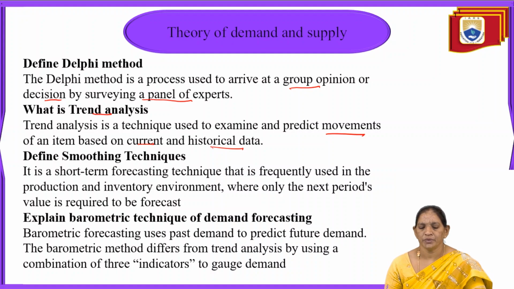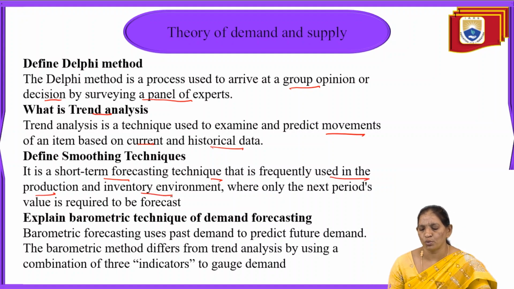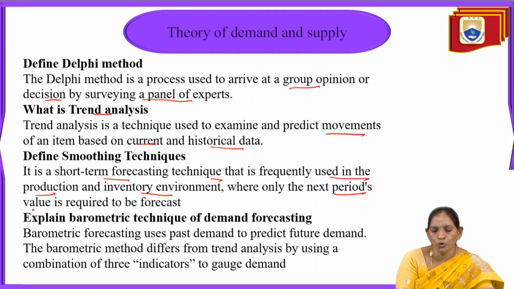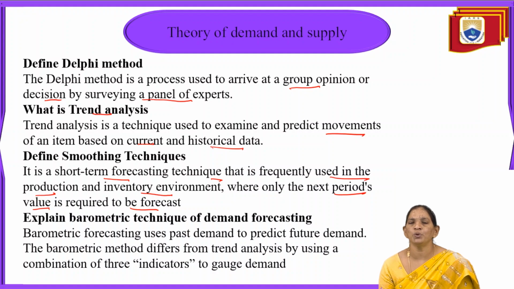Define smoothing technique. The smoothing technique is also one of the statistical techniques used for demand forecasting. It is a short-term forecasting technique frequently used in production and inventory environments when only the next period value is required to be forecasted. Means it is used basically in the production process relating to inventory forecasting, means raw material forecasting, related to how much we require in the next processing period. Based upon the external demand forecasted, we assume how much raw material or inputs are required in the next producing period.